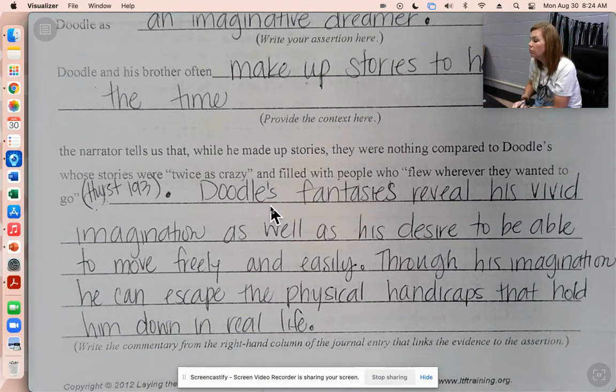And I chose to just write whatever they wrote up there above because it's good quality stuff. So mine says Doodle's fantasies reveal his vivid imagination as well as his desire to be able to move freely and easily. Through his imagination, he can escape the physical handicaps that hold him down in real life. And this is good quality stuff.